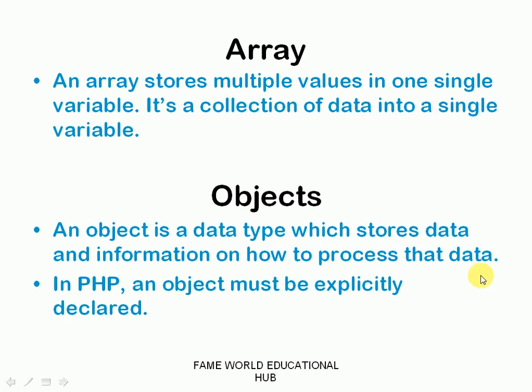So moving towards objects. An object is a data type which stores data and information on how to process that data. Object, what is object? Object is a data type. First of all, we know it very well. We are studying data types, and object is also a data type. It is used to store data and information, and it is used to process how the data is used. That is, an object is a data type which stores data and information on how to process the data.